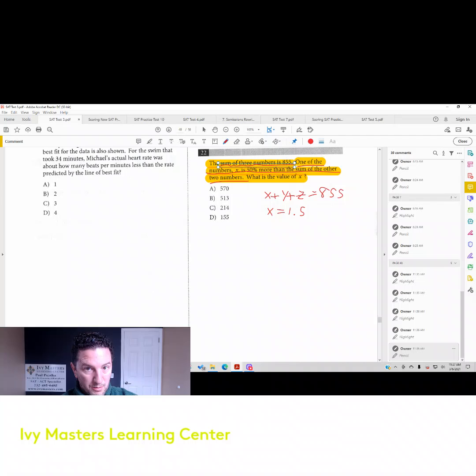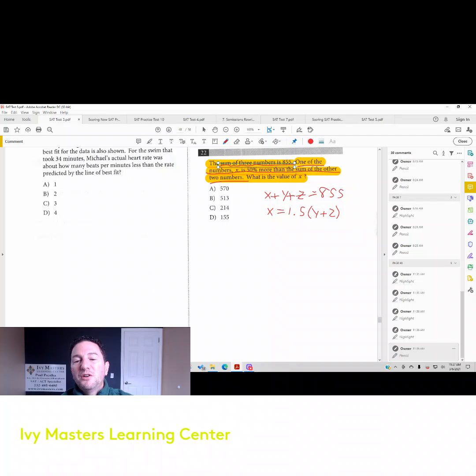If you increase some number by 90%, you multiply by 1.9. If you increase it by 9%, you multiply by 1.09. If you increase it by 9.5%, you multiply by 1.095. So these are things you need to know for the SAT. Back to the question. X is 50% more than the sum of the other two. What are the other two? They're y and z. What's the sum of the other two? Y plus z. It has to go in parentheses because it's the sum of the other two.